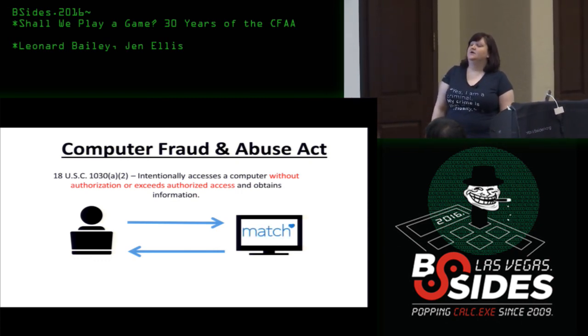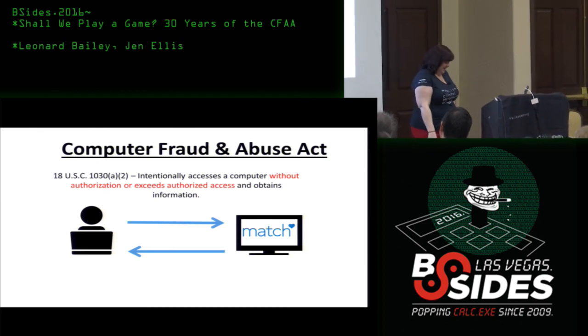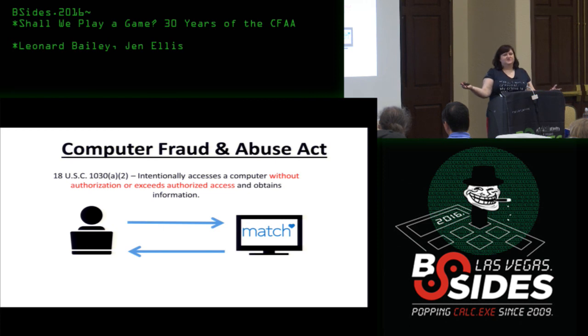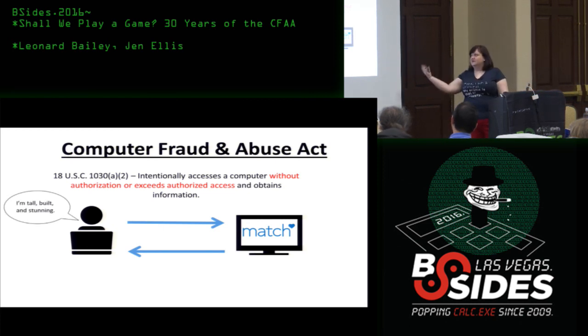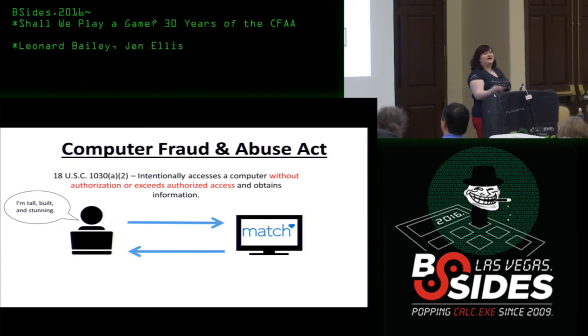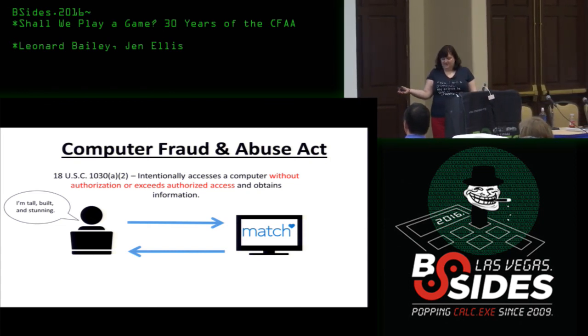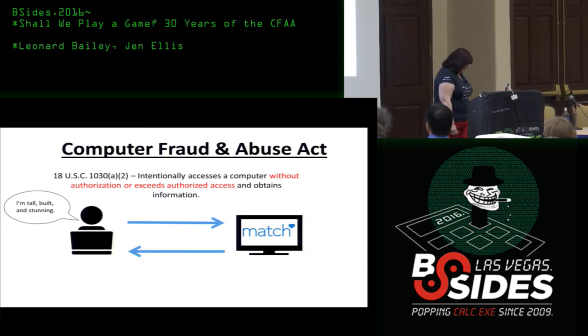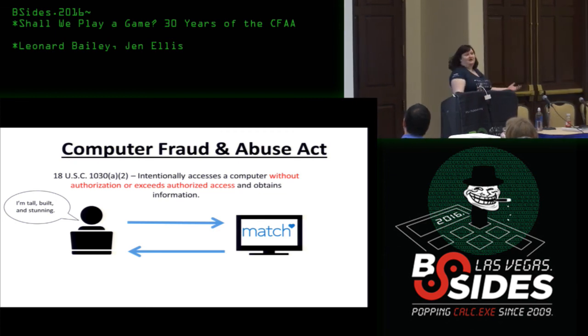So for example, you're on Match. And Match's rules say that you're expected to represent yourself as you are. And yet my profile says that I'm tall, built, and stunning. You are. That is very sweet of you, but you're undermining the point that I'm lying. But thank you. Girl power. So should that be a federal crime? Should I, in fact, end up going to prison where I can use my Match profile to attract an entirely different type of person? Or should it not?